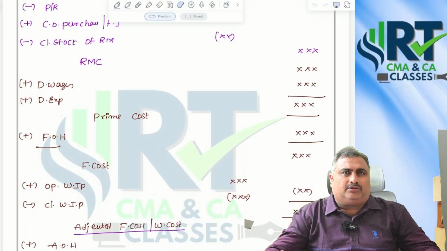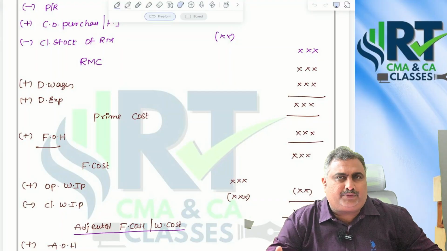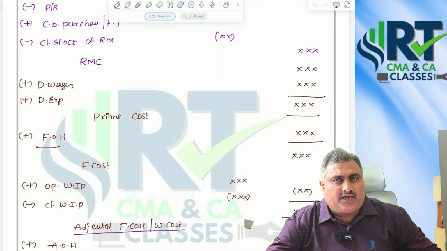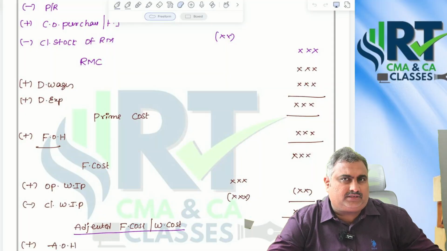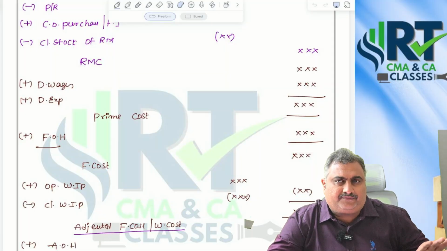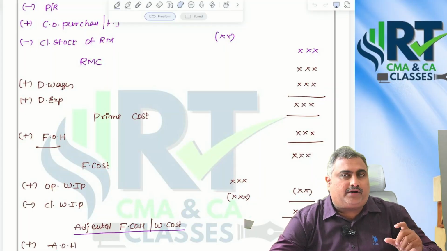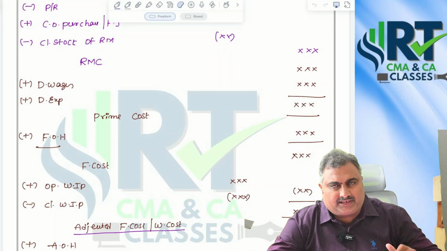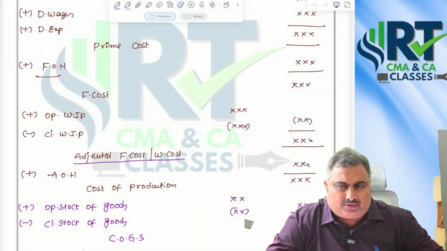Next, you know how to calculate the prime cost. After computing raw material consumed, add direct wages and direct expenses, and then you get prime cost. Why do we call it prime cost? From the total cost point of view, these three expenses play a very important role. Prime means important, and cost means expenditure. That's the reason. Next, what we add is factory overheads.